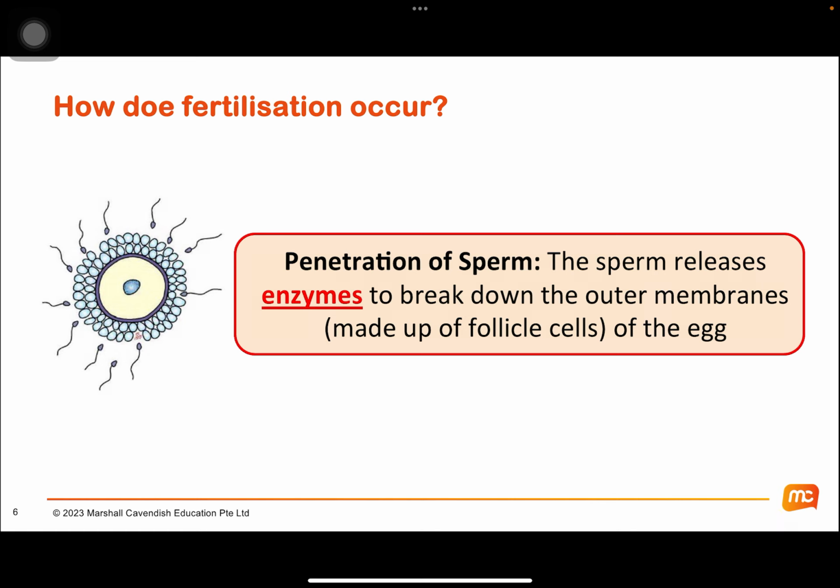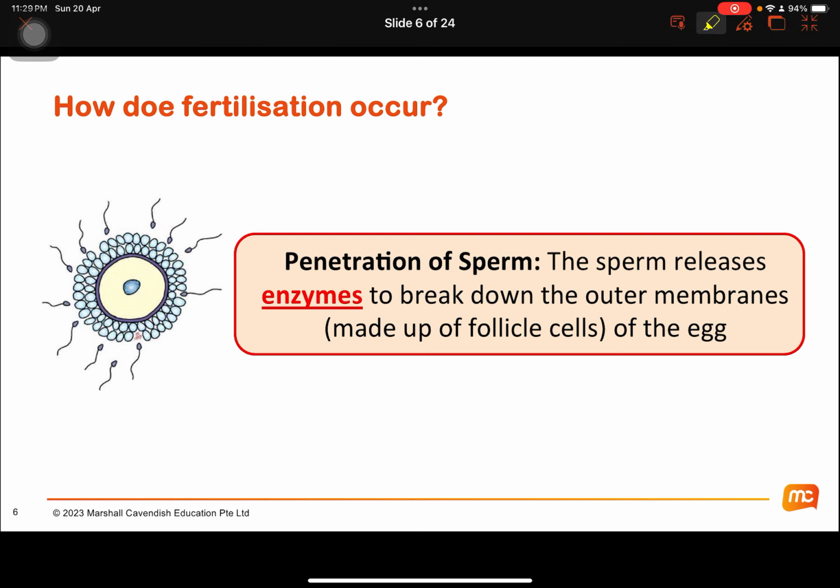Right, so I hope you paid very careful attention to how fertilization works, and I'll break it into 3 different steps in the next 3 slides. Alright, so the first step is the penetration of the sperm.